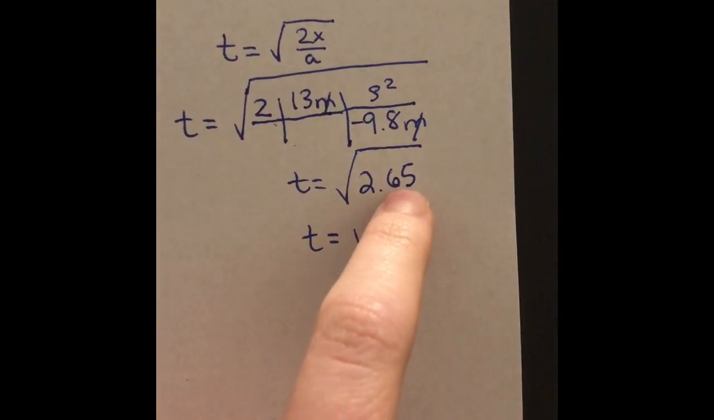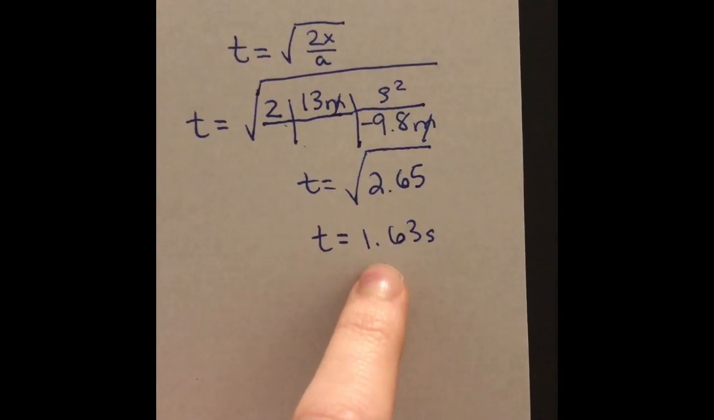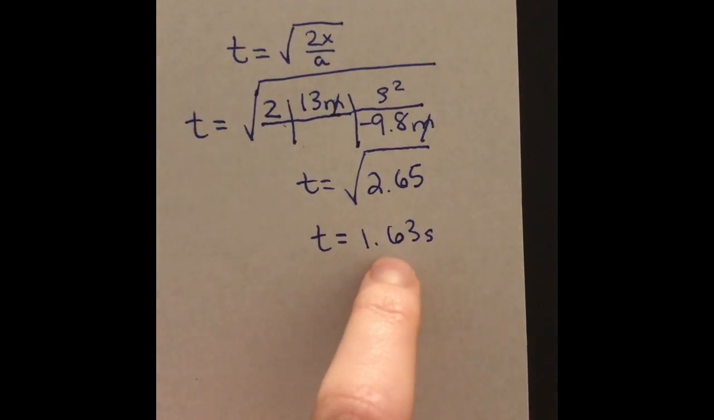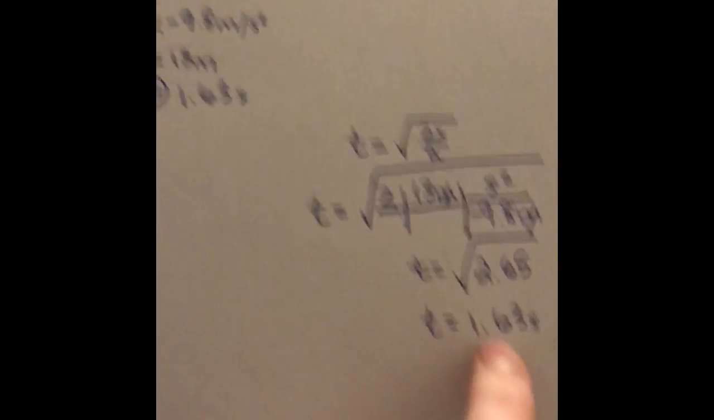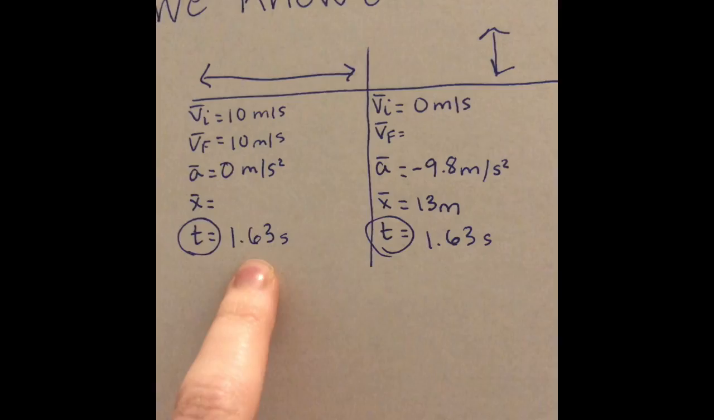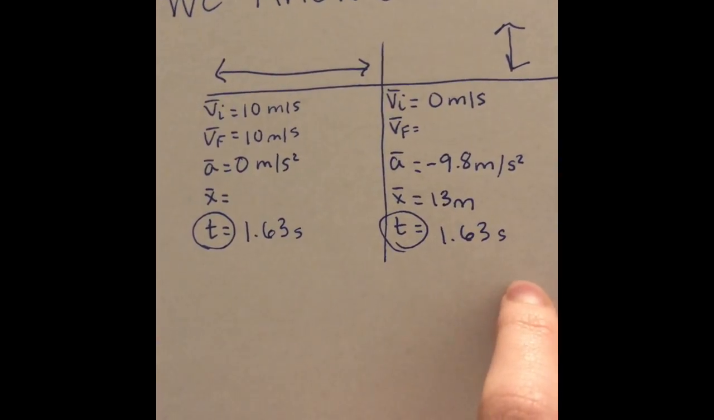Once we find this and simplify it, we want to find the square root. We find that our time is 1.63 seconds. So go back over to your chart and fill in the times on the chart.